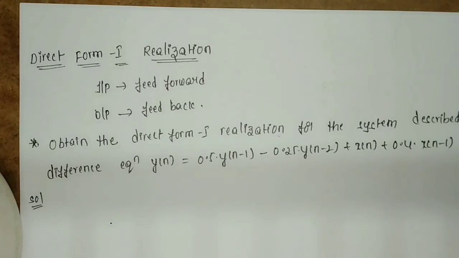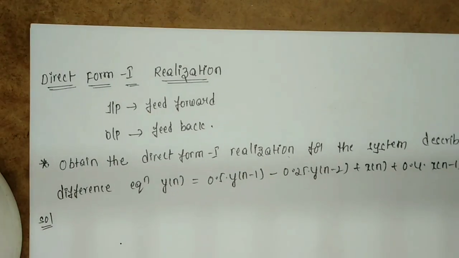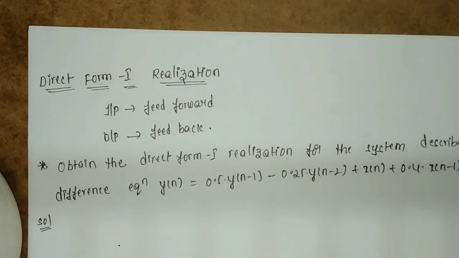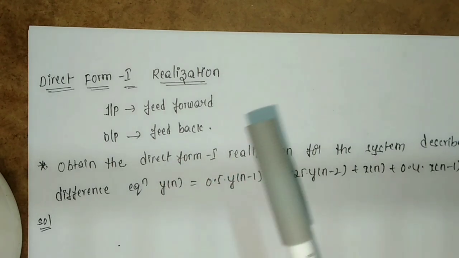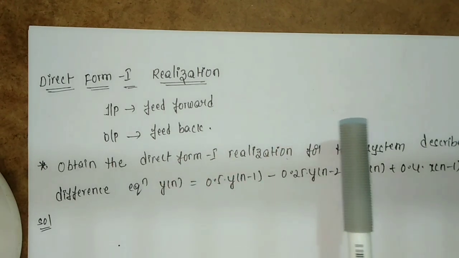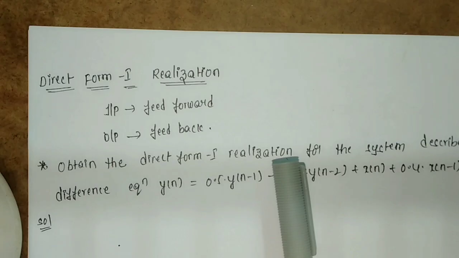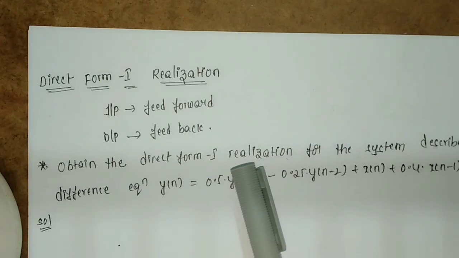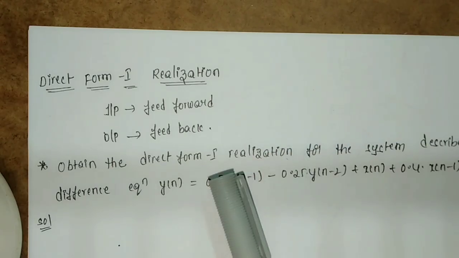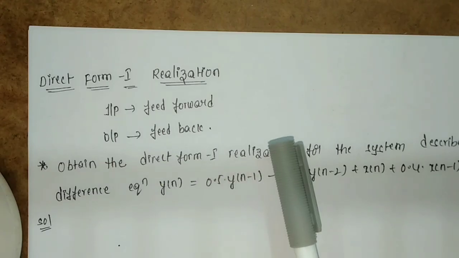Now we have different types of realizations of the filter. We have direct form 1, form 2, cascade, parallel, transpose, and lattice and ladder structures. Among those, today I am going to explain the direct form 1 realization. From the exam point of view, you have to remember that in the direct form 1 realization we are not going to add or delete anything. So we are directly implementing whatever equation is given. That's why it is called the direct form 1 structure.